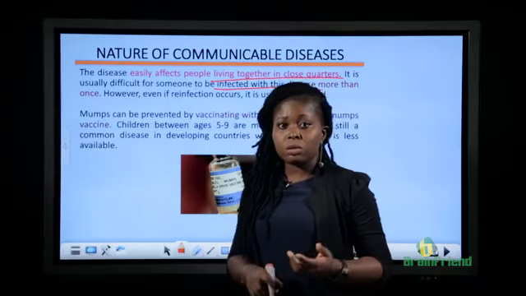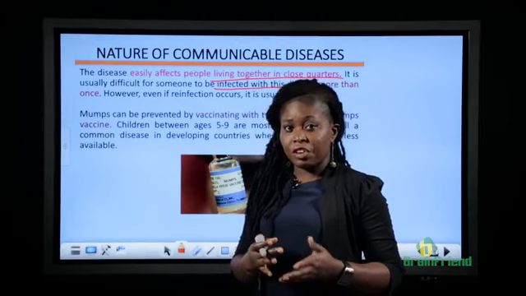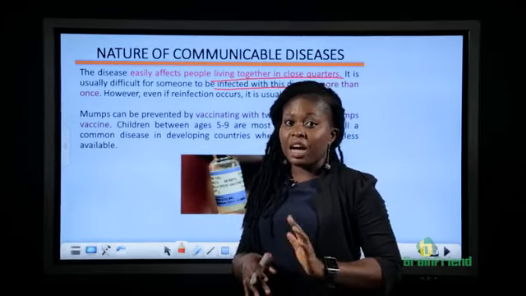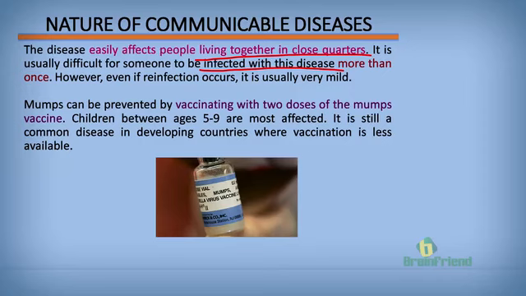So just like measles, when you contract mumps for the first time and you get treatment, there's a possibility that you will never have mumps again. And even if reinfection occurs, it is usually very mild. Mumps can be prevented by vaccinating with 2 doses of the mumps vaccine. So just as measles has a vaccine, the mumps virus also has a vaccine. If children and adults are vaccinated with this vaccine, they can prevent themselves from getting the virus.